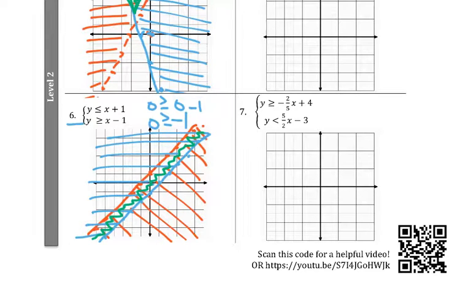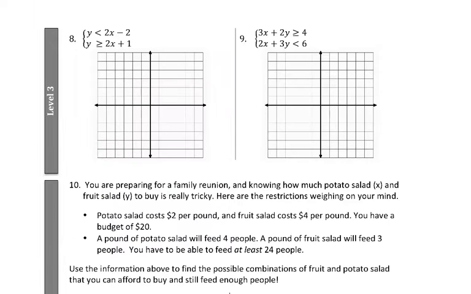Alright, let's go to the next page. Now on this next page, let's go to question 9. And to do question 9, you're going to have to solve your equations and put them in slope-intercept form. Alright, so I'm going to help you do that, and then I'm going to let you do the rest on your own. So let's start with this equation here.